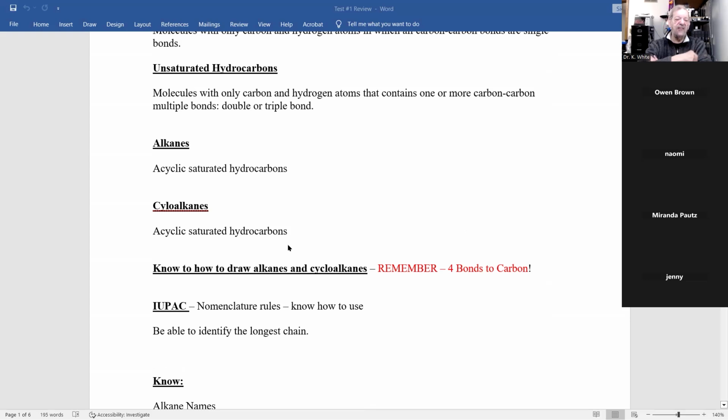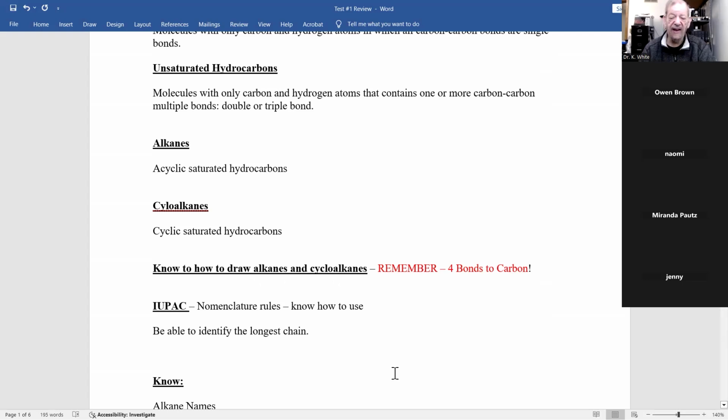Now, I won't ask a definition of alkanes or cycloalkanes, but an alkane is an acyclic saturated hydrocarbon, and a cycloalkane is a cyclic saturated hydrocarbon. Now, you should know how to draw alkanes and cycloalkanes.